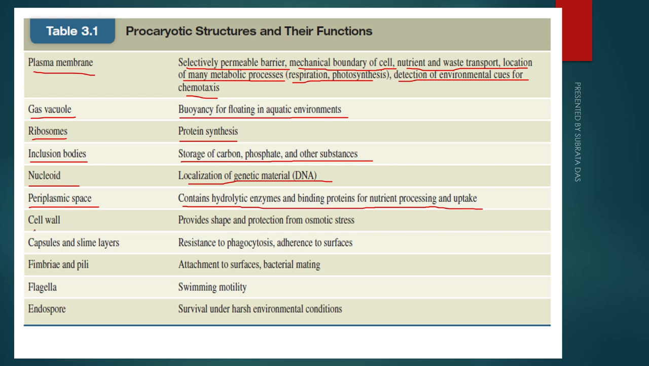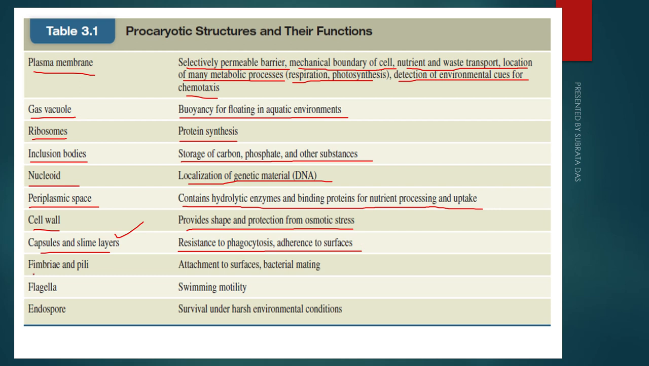Okay, so next one is the cell wall. So what is the role of the cell wall? It provides shape and protection from osmotic stress. And next one is the capsule and slime layer. So they are the glycocalyx. So what is the role of them? Resistance to phagocytosis and adherence to surfaces. They help in adhering to different surfaces because it is a sticky layer.